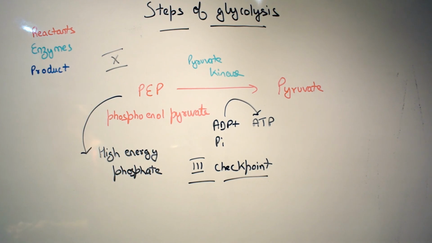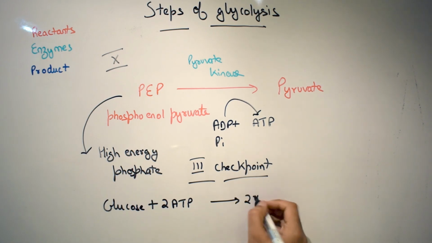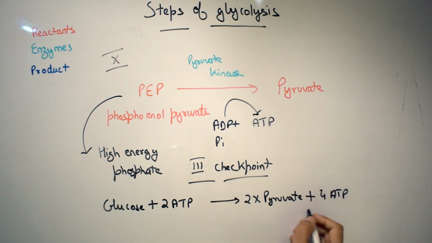So 4 ATP molecules are produced. If we sum up the equation, it should be like this: during the initial phase we had one molecule of glucose and we provided it with 2 ATPs, and what we get as a result is 2 pyruvate plus 4 ATP plus 2 NADH. Okay, I have not balanced out the equation. This is the sum of glycolysis, what we get after the glycolysis gets completed.